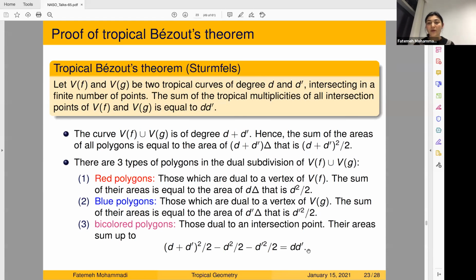Nice. So it's really a combinatorial proof. Once you have the right definition for the multiplicity, the proof is really easy.